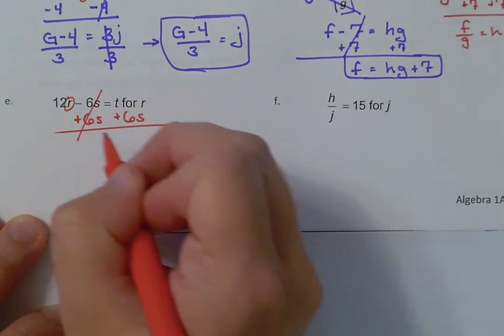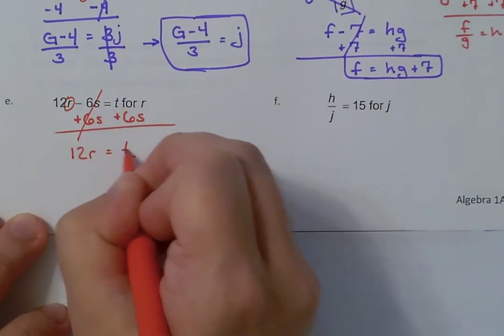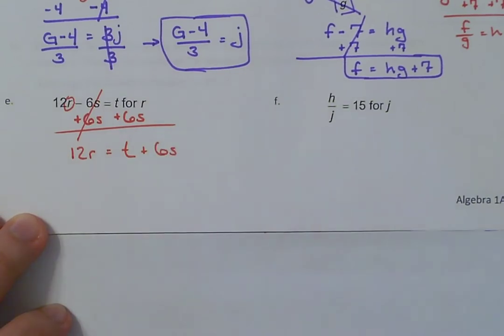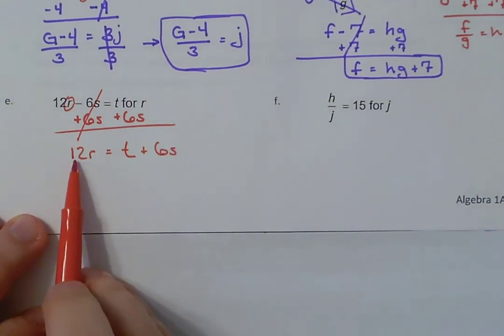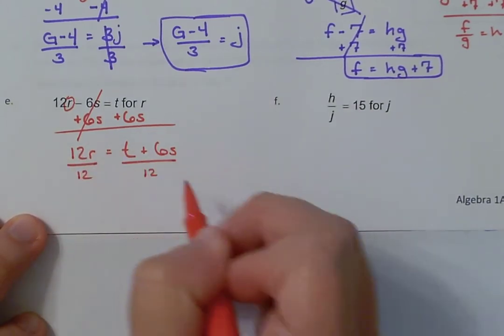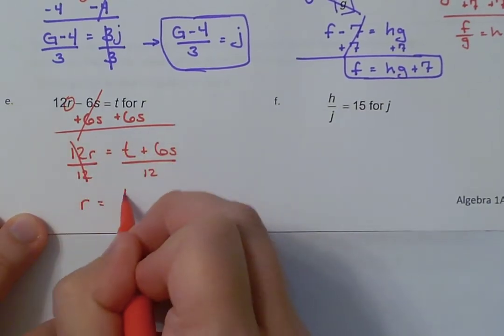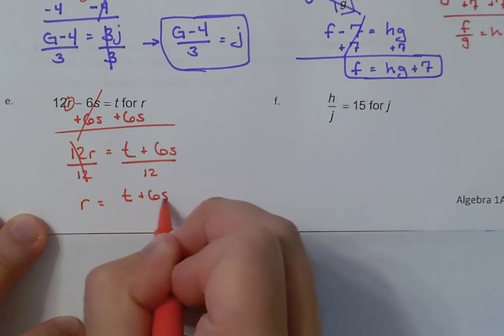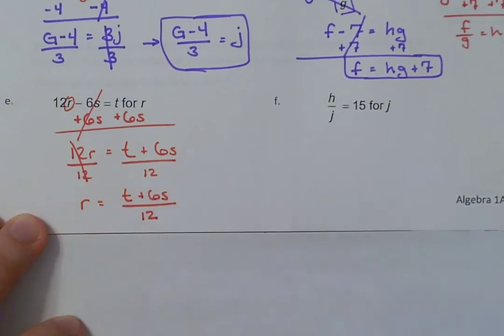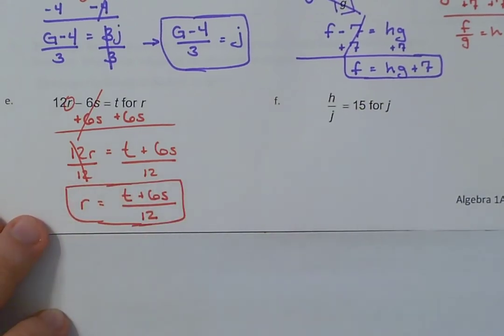So when we do that, the 6s cancels out on the left. I'm left with 12r equals t plus 6s. And then because this is 12 times r, the inverse would be to divide. We're going to end up with, because the 12s cancel out, r equals (t plus 6s) over 12. So r equals (t plus 6s) over 12, and that is your final answer.